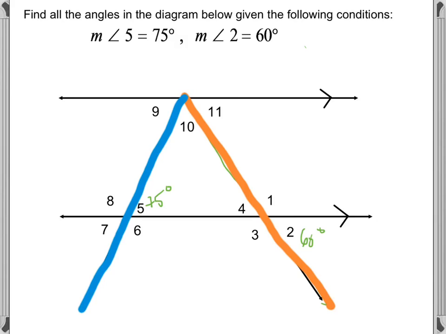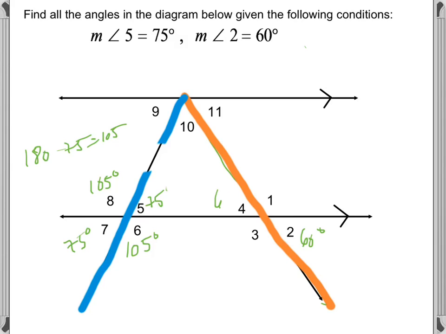So let's just work in the clusters first. If 5 is 75, you might be able to do this by yourself, so you might want to pause the video and see if you can do this for practice. We know that 5 and 8 are supplementary, so 8 should be 105, right? Because 180 minus 75 gets you 105. Well, 6 and 8 are vertical angles, so that's 105. 5 and 7 are vertical, so that's 75.